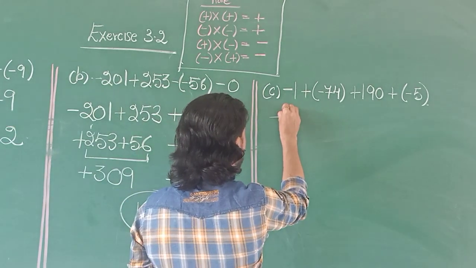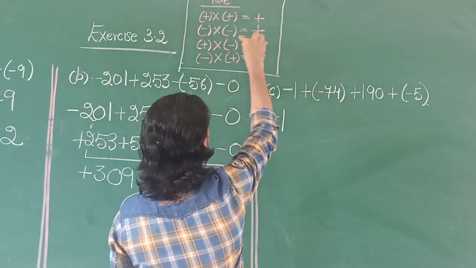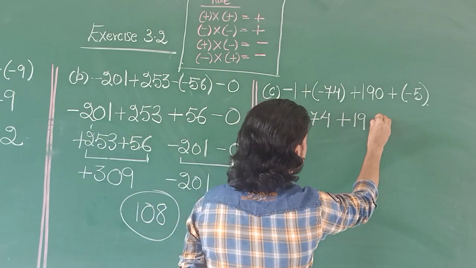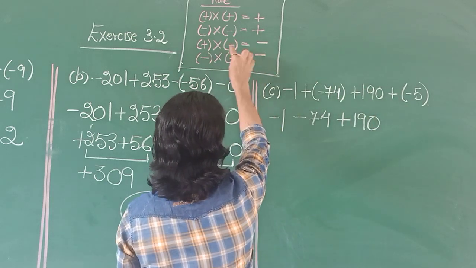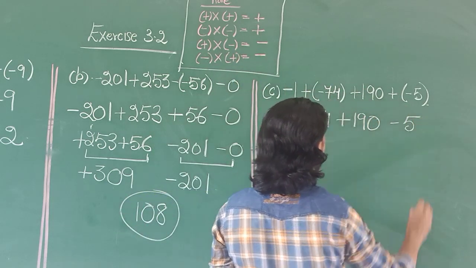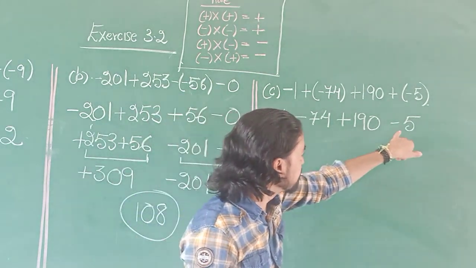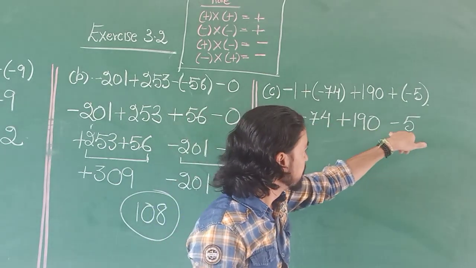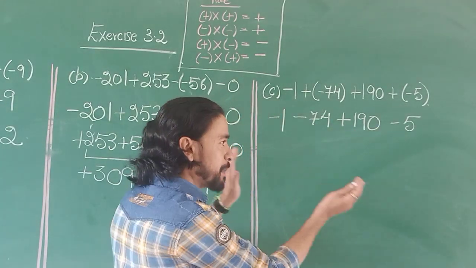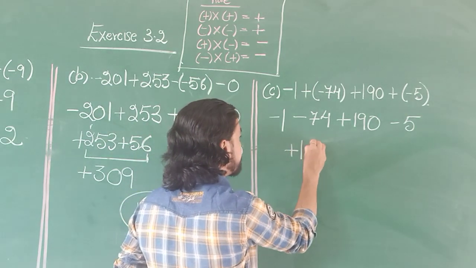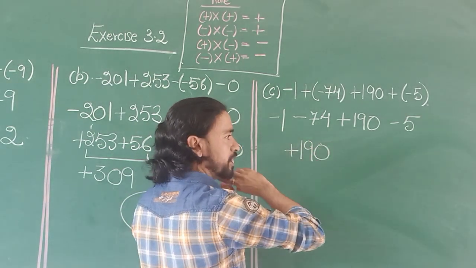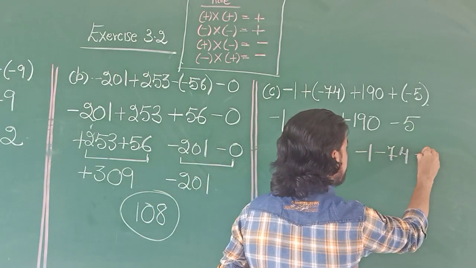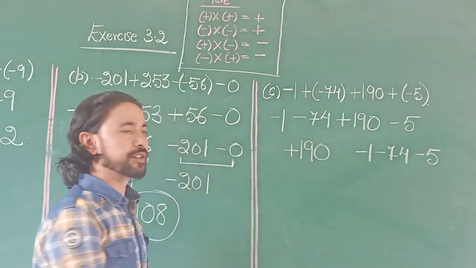So, minus 1, plus into minus, minus 74, plus 190, plus into minus, minus 5. Now I have got 3 negative numbers and 1 positive number. I'll put my positive to the left, so I'll have plus 190. And I'll put all the negatives to the right. So minus 1, minus 74, minus 5. All negatives to the right hand side.